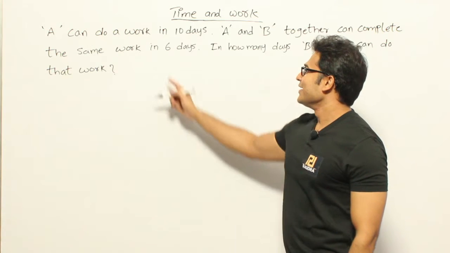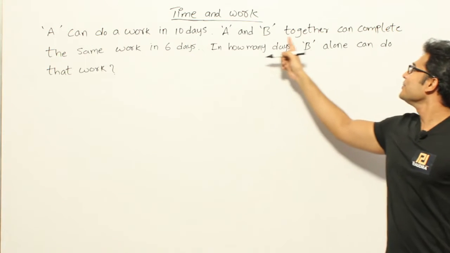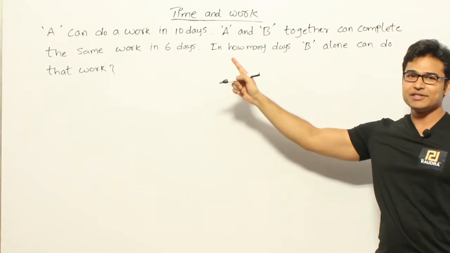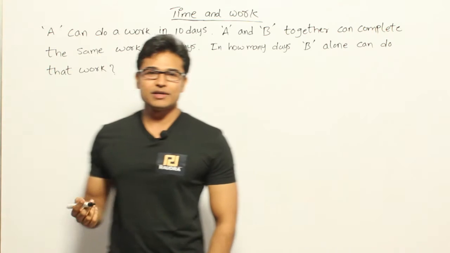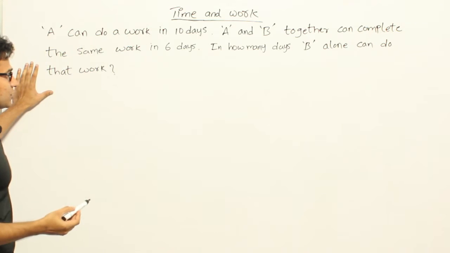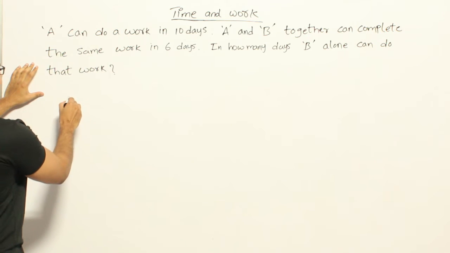Let's see this question. A can do a work in 10 days. A and B together can do the same work in 6 days. Then in how many days can B alone do that work? So there are various ways of solving it. One is that you can solve it with a formula.